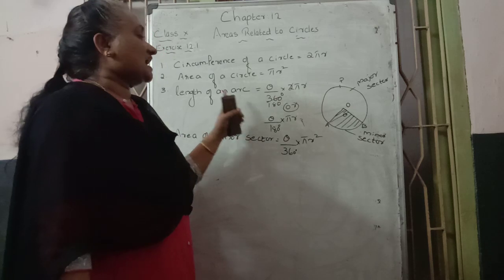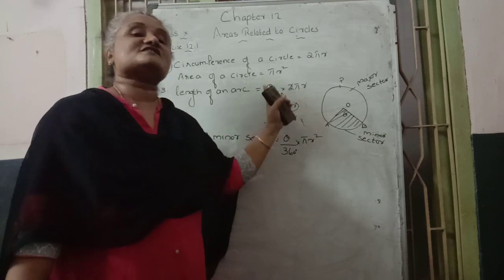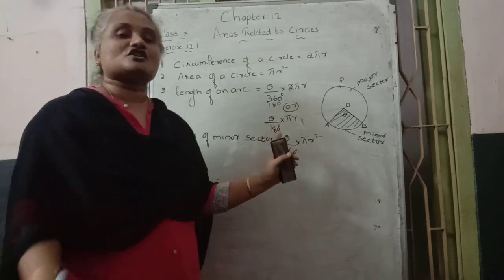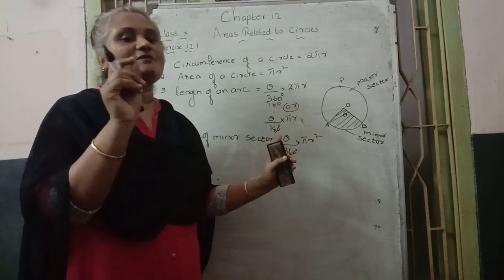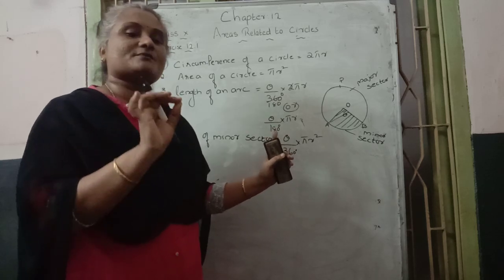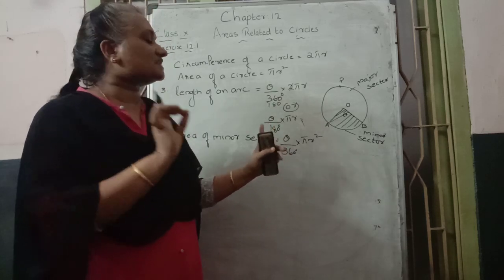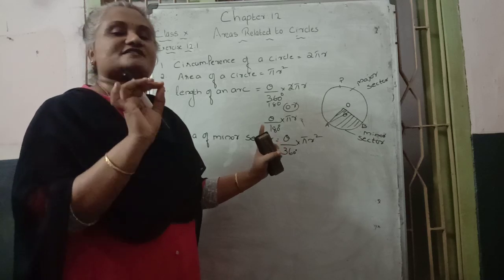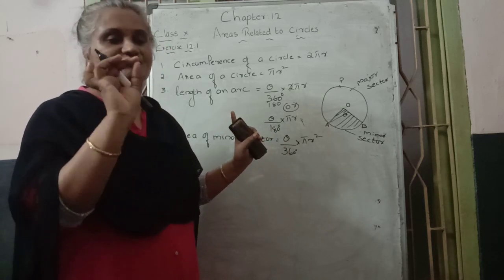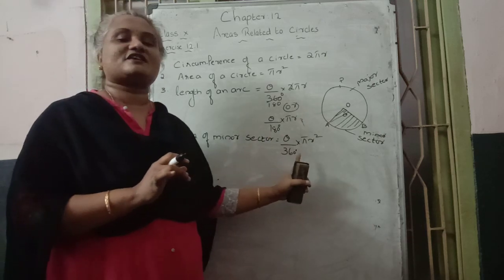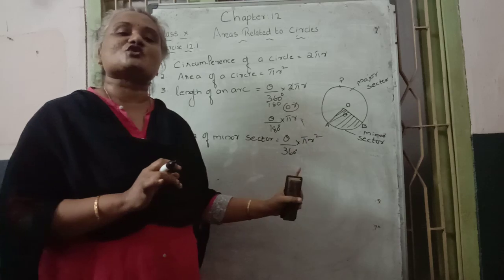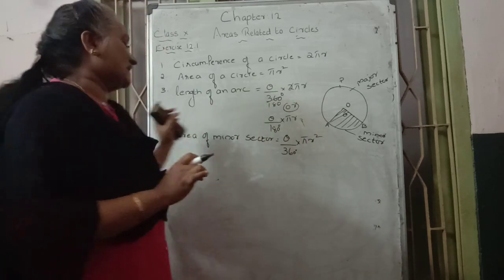For the length of the arc, it is theta by 360 into the circumference of the circle. In a question they do not mention minor sector; they always mention sector only. So remember, when they say sector only, it means the minor sector. At that time we apply theta by 360 degrees into pi r square.